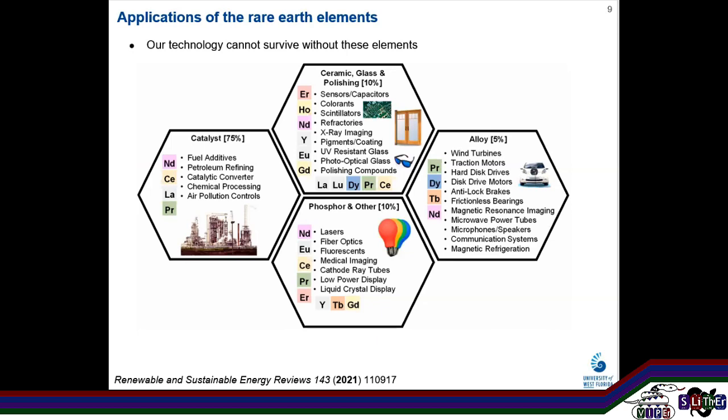For instance, in a wind turbine, there's something like 600 pounds of neodymium. So it's a massive, massive amount. And so, lots of important applications. Their everyday lives are affected by this.